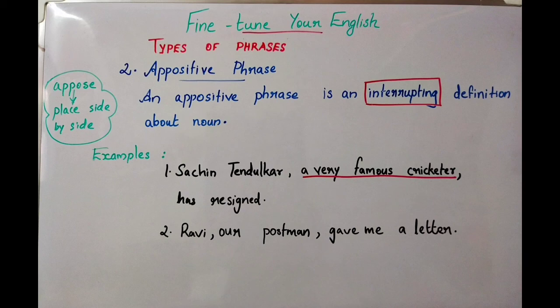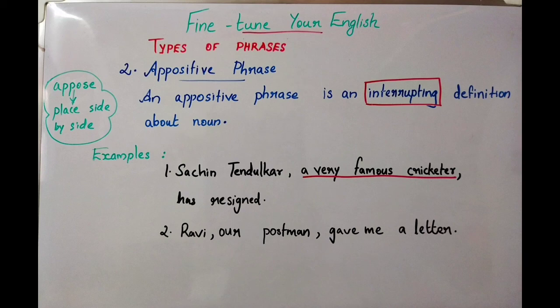In this sentence, Sachin Tendulkar, the noun, is a famous man. So, anyone who knows Sachin Tendulkar will be aware that he is a famous cricketer. So, the appositive phrase written here, a very famous cricketer, is a non-essential appositive phrase. There is no need for such an explanation, a very famous cricketer.